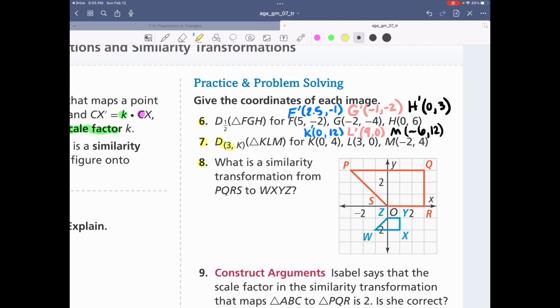All right, number 8. What is the similarity transformation from PQRS to WXYZ? So it definitely looks like a reflection and it's getting smaller. So we'll start with that and then we'll get more specific because we do have coordinates. So a reflection and a dilation where it gets smaller. And then we'll write it a little bit more like our examples that they give us in the book. It's more official.